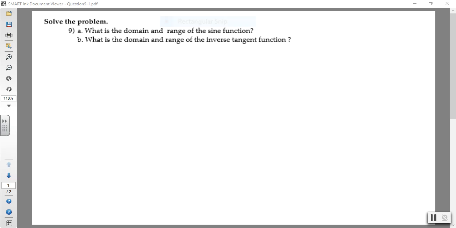Right, let's keep smiling while we're doing our math. So now let's look at question number 9. What is the domain and range of the sine function?